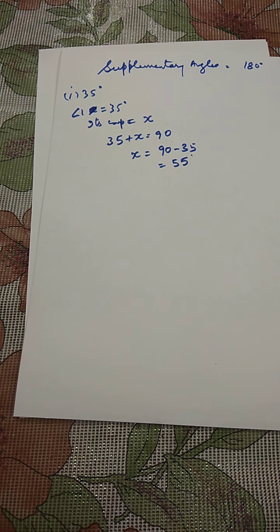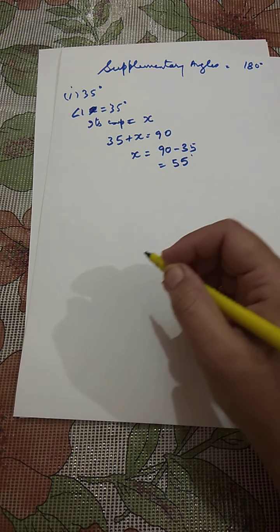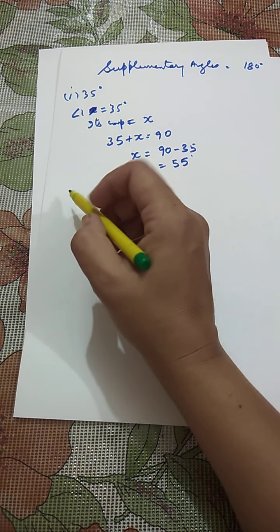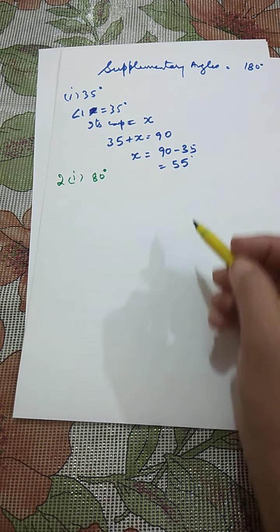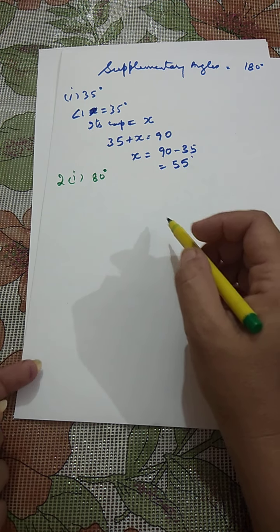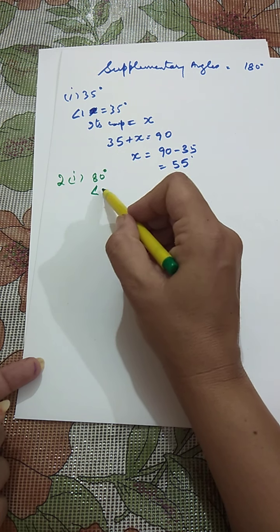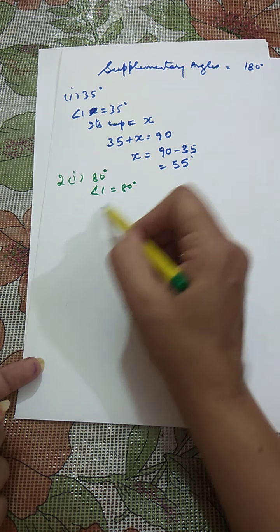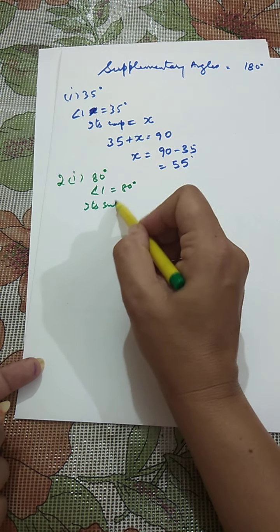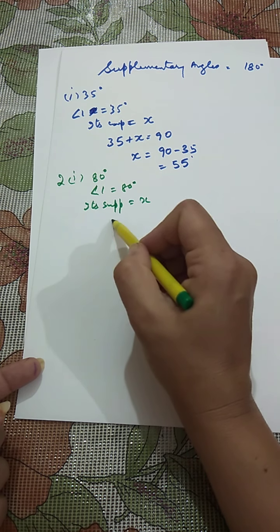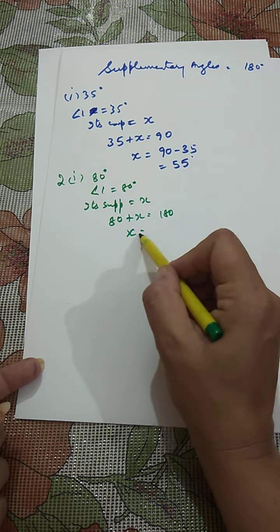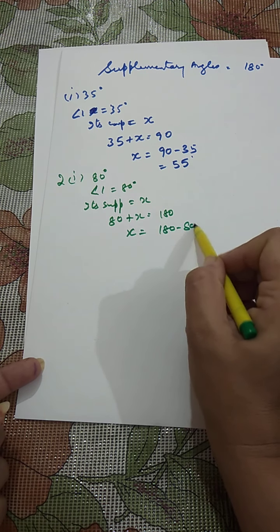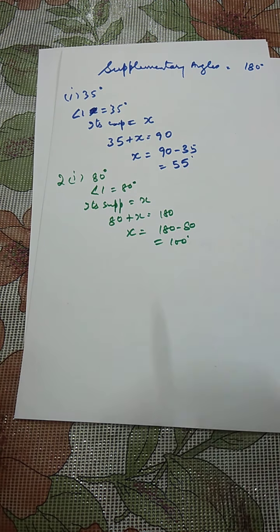Same, if you have to find a complementary angle, I am going to do now the second sum in which the supplementary angles are given over here. Now second sum, the first angle given is 80 degrees and you have to find its supplementary angle. So the angle given is, let's say, 80 degrees. Its supplement, suppose it to be X. 80 plus X is equal to 180. X is equal to 180 minus 80, that is 100 degrees.